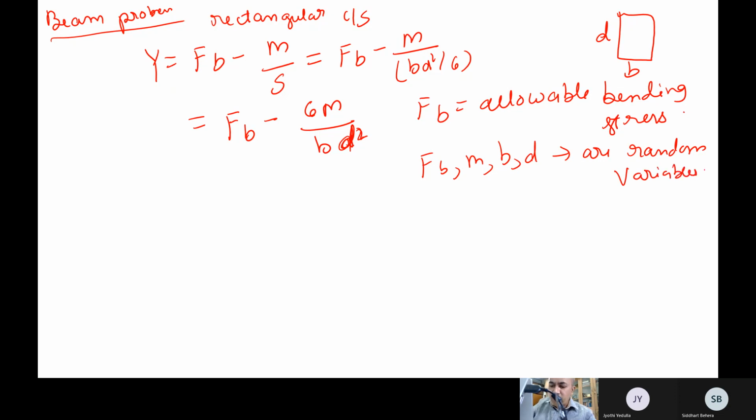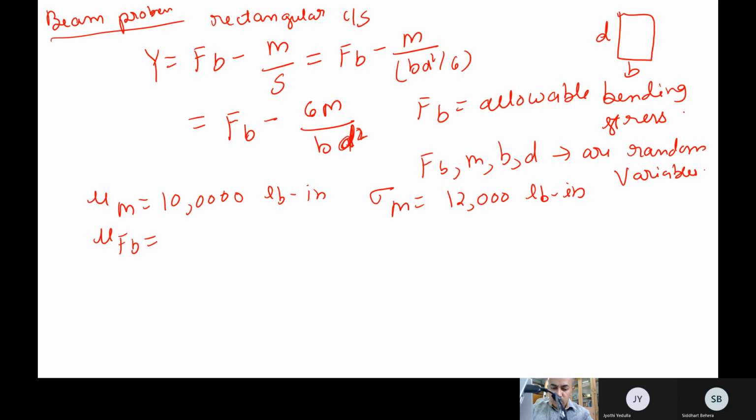Let us say their mean values I know. So the mean value of M is some 1 lakh, almost. Some lb-inch, whatever, and its standard deviation or coefficient of variation is 12,000. And then the mean value of my allowable bending stress, say, is 1600 psi, and then its standard deviation is 512 in some units.